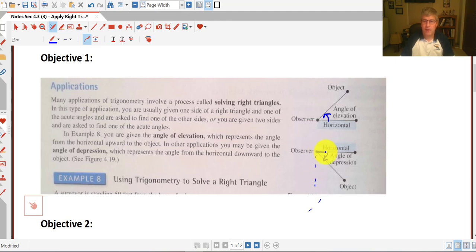The angle of depression is the angle formed by looking straight out at the horizon and then down to an object below. This is your angle of depression. As it turns out, our angle of depression and our angle of elevation are the same because our angle of elevation from the object to the observer is the same as our angle of depression from the observer to the object, because our horizons are parallel and these alternate interior angles are congruent.